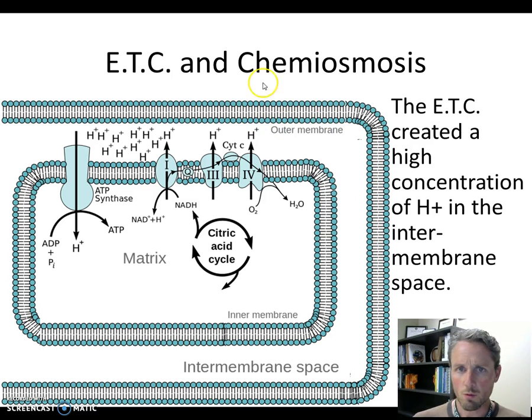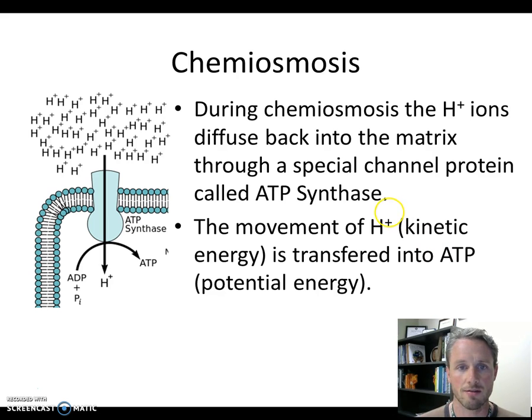So we've talked about the electron transport chain, this part right here. And the goal here was to move these hydrogen ions into this intermembrane space. So again, we took electrons from NADH, we moved them through the chain, we put them onto oxygen, and we moved all these hydrogen ions up here. So we've made a high concentration of H+ in the intermembrane space. What can we do next? The next step is chemiosmosis.